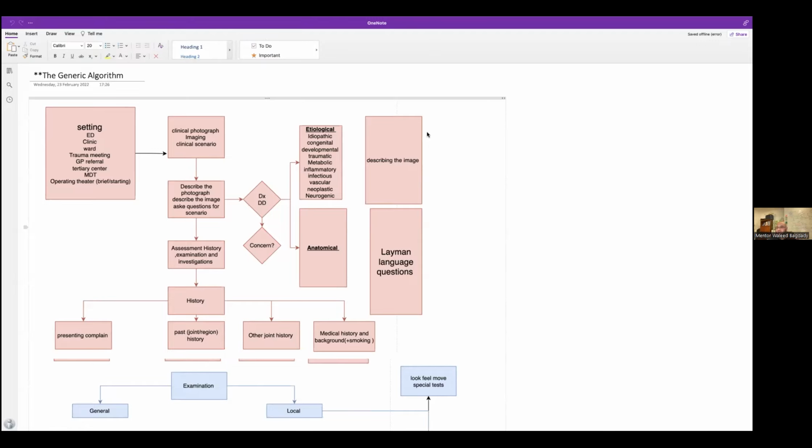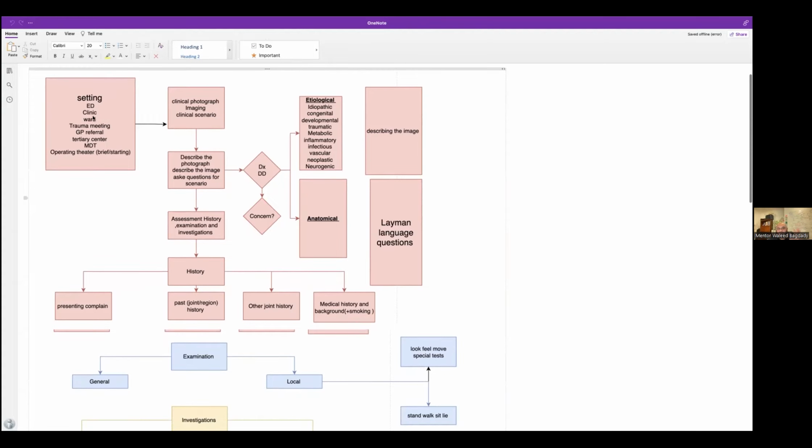Just a tiny note, as if you are receiving a call from an SHO or a referral from another specialty, because you will use that at some stage. He's not giving it haphazardly. So the first step is the setting. You describe this photograph, or you describe the image, or you answer a question about scenarios. Then you give a diagnosis or differential diagnosis.